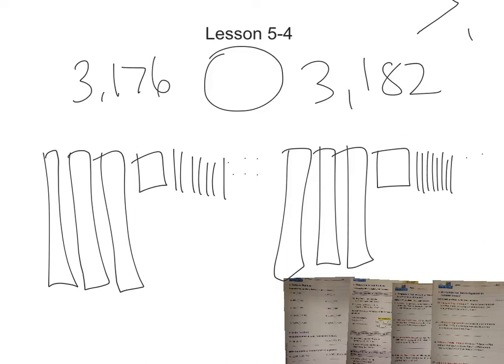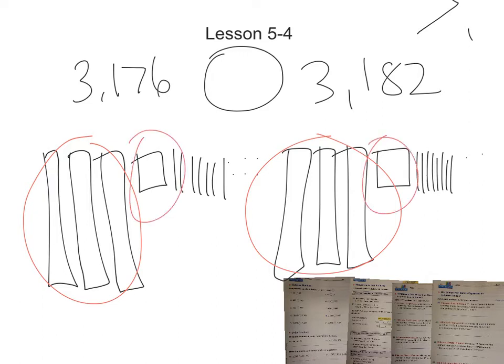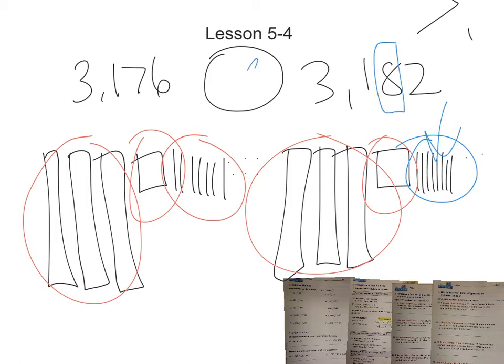Starting from left to right, do they have the same amount of thousands? Yes, they each have 3,000s. Do they have the same amount of hundreds? Yes, they each have 100. Do they have the same amount of tens? 7 tens here and 8 tens here. So that tells you there are more tens here, so this number is greater. We don't really need to look at the next digit because we know there's 8 tens. No matter what the next digit is, this number is still greater.